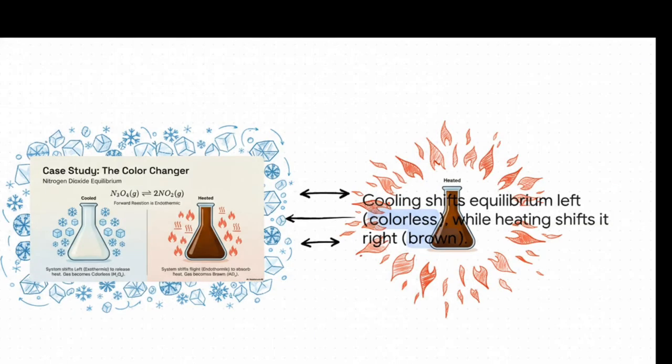When you heat the flask, the system wants to cool down, right? So it counteracts that stress by favoring the endothermic reaction to absorb all that extra heat you're adding. That shifts the balance to the right, and you get more of that brown NO2 gas. And when you stick it in ice, the opposite happens. The system shifts left to release heat, and the gas becomes colorless. We are literally controlling the reaction's color with a hot plate and an ice bath.